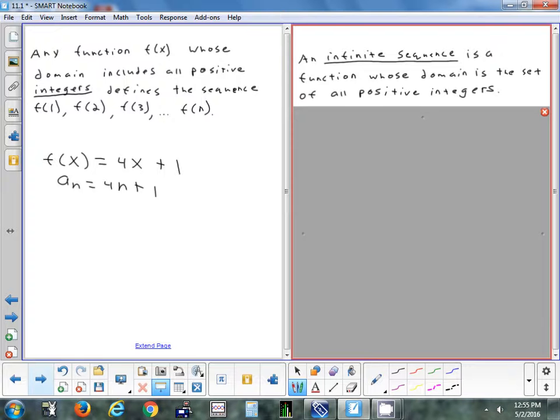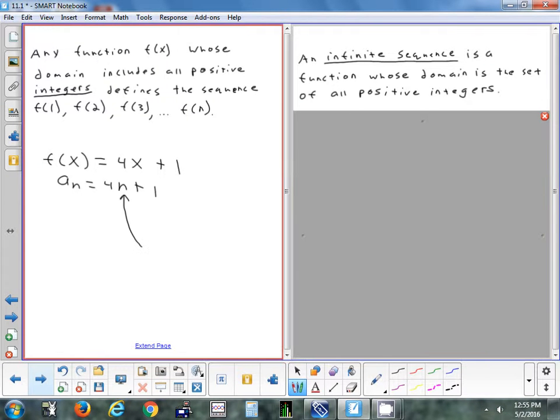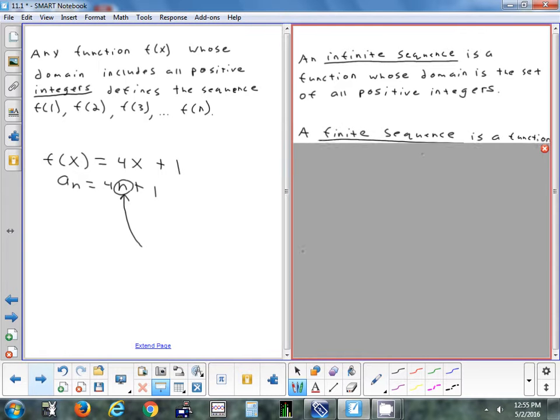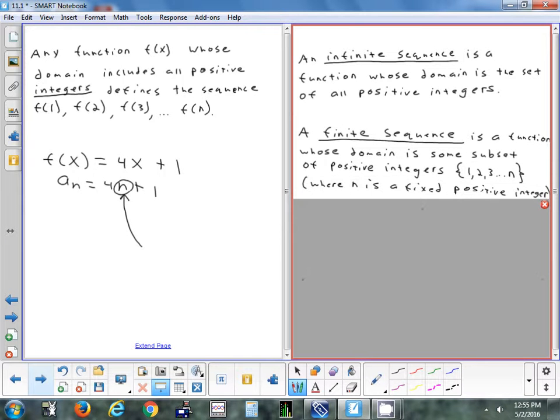An infinite sequence is a sequence where the numbers that you plug in for n can go as high as you want. The domain is all positive integers. A finite sequence is a subset, meaning it's only part of the positive integers. It's some of them, not all of them. So usually you start at 1, and then you would end at a certain value.